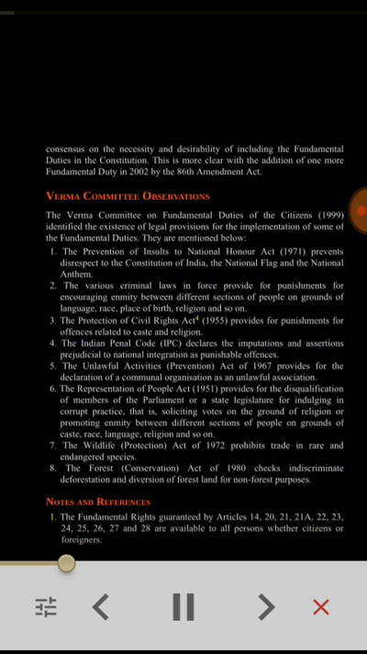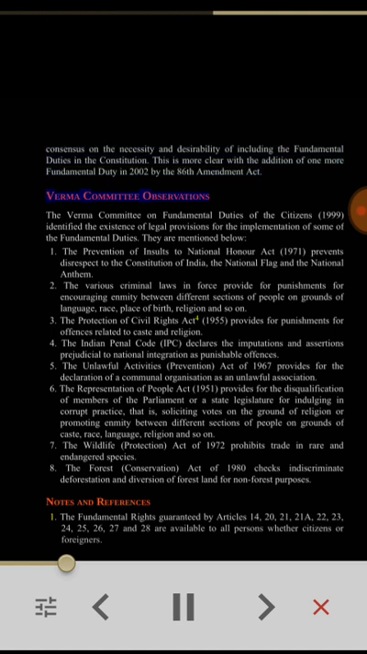The opposition in the Parliament strongly opposed the inclusion of fundamental duties in the Constitution by the Congress government. However, the new Janata government headed by Morarji Desai in the post-emergency period did not annul the fundamental duties. Notably, the new government sought to undo many changes introduced in the Constitution by the 42nd Amendment Act 1976 through the 43rd Amendment Act 1977 and the 44th Amendment Act 1978. This shows that there was an eventual consensus on the necessity and desirability of including the fundamental duties in the Constitution. This is more clear with the addition of one more fundamental duty in 2002 by the 86th Amendment Act.